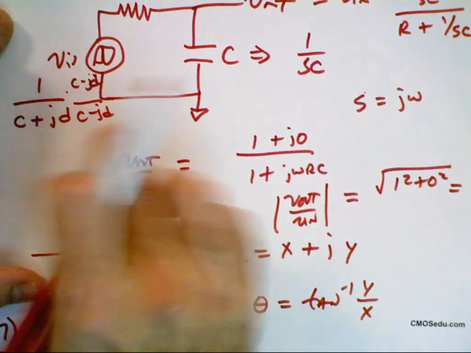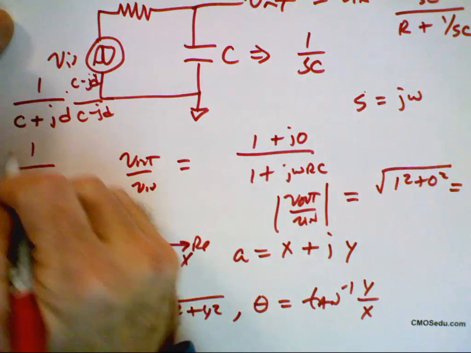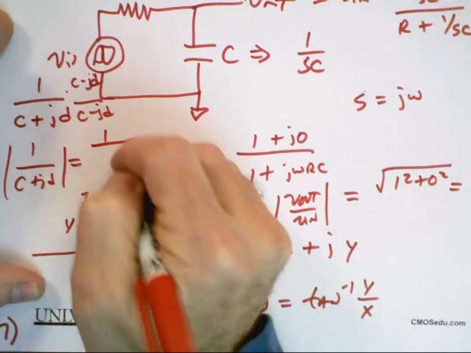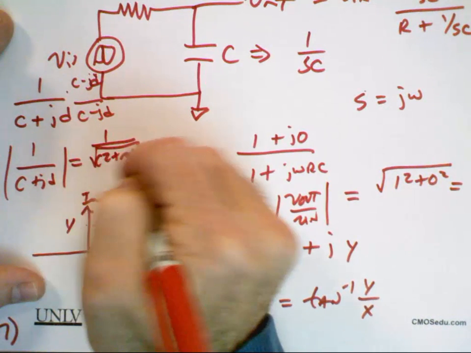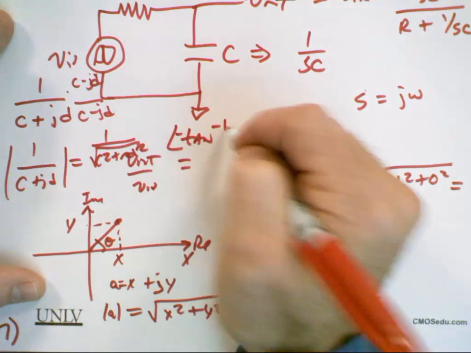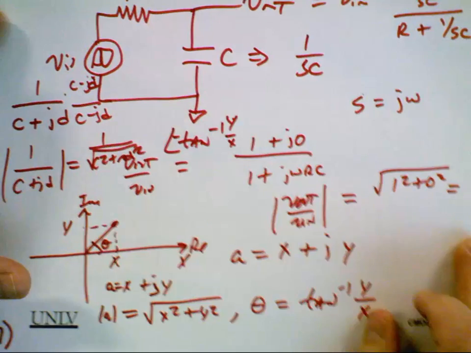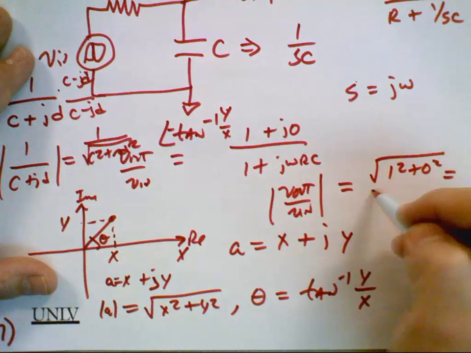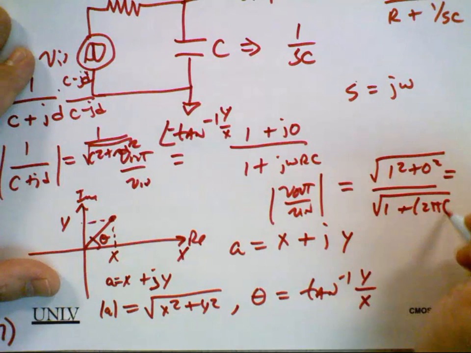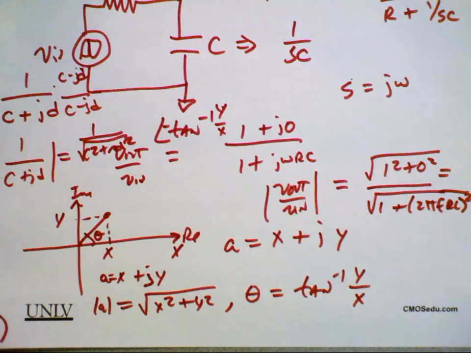And then what ends up happening is the magnitude of 1 over c plus jd, and again, this is in my red book, if you want, I can bring it in, is 1 over the square root of c squared plus d squared. And the angle is minus tan inverse of y over x. So it's just 1 over the magnitude and then negative. Anyway, when I take the magnitude of this, I get, and we'll move on, 1 plus (2 pi FRC) squared. Okay, so you've all seen this before.